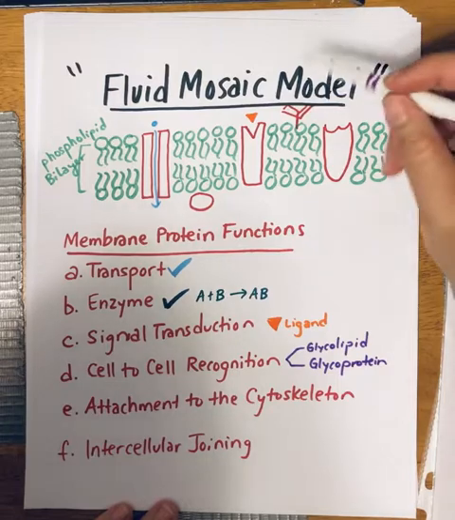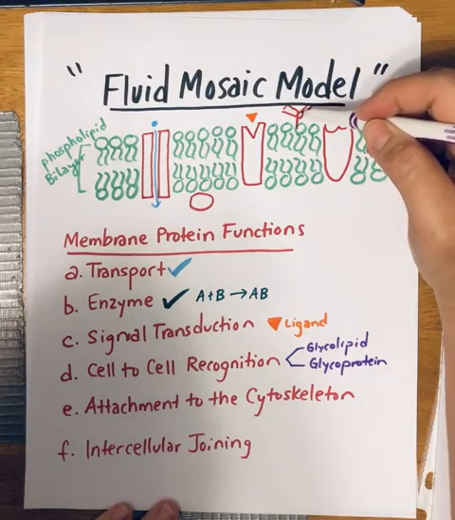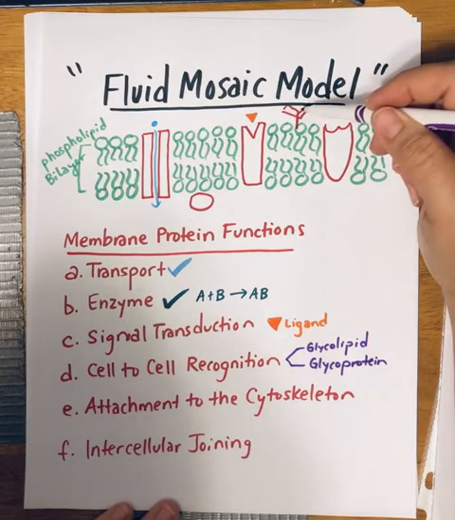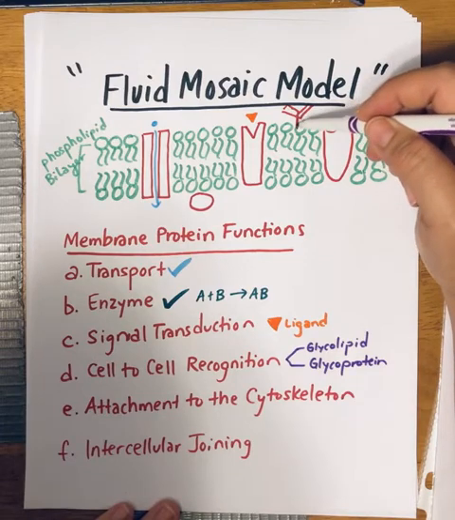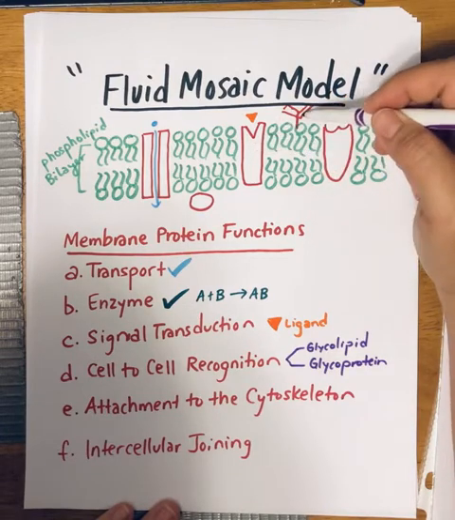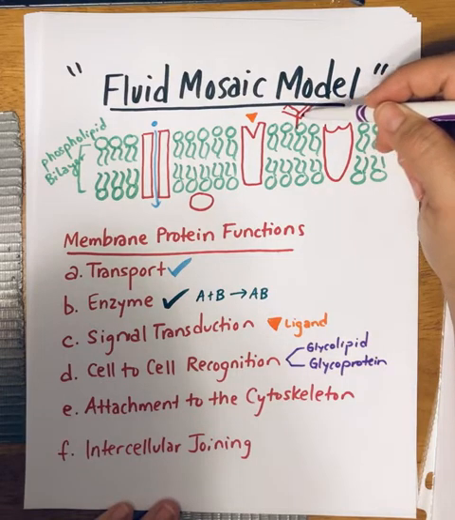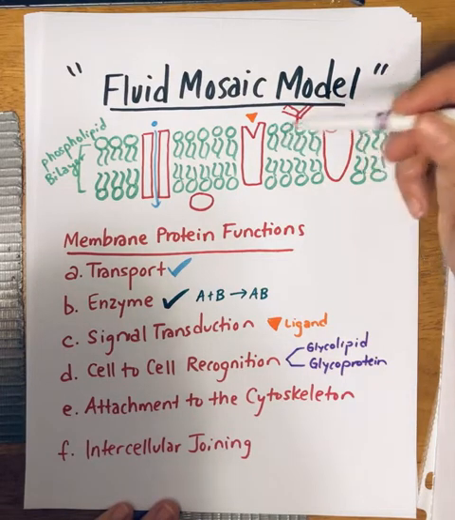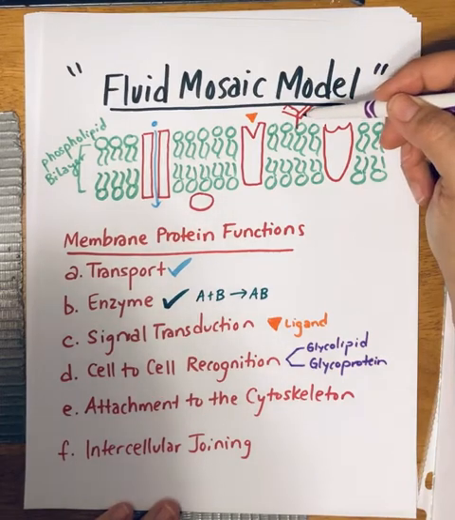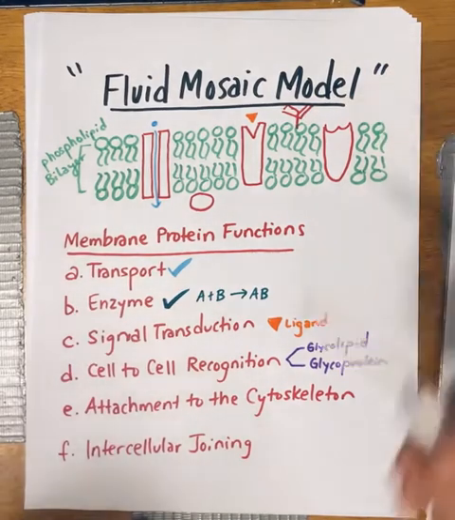Now, if we were using this picture, how would you classify this one? As a glycolipid or a glycoprotein? Well, since this one is not attached to an actual protein, this one right here is a glycolipid. It's a peripheral protein because it's on the one side, but its job is cell-to-cell recognition.